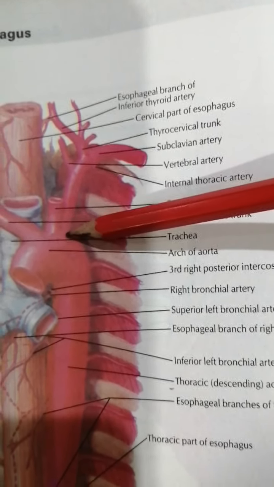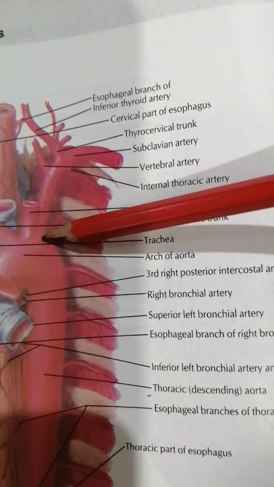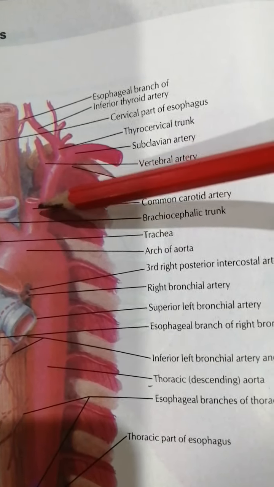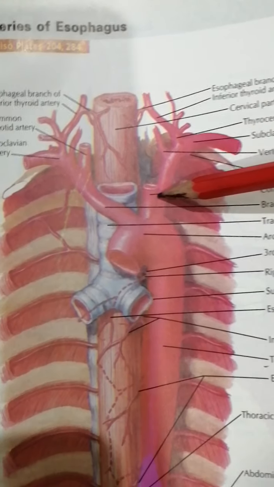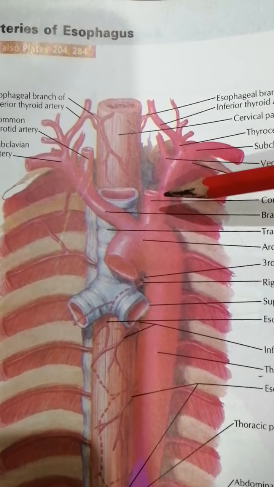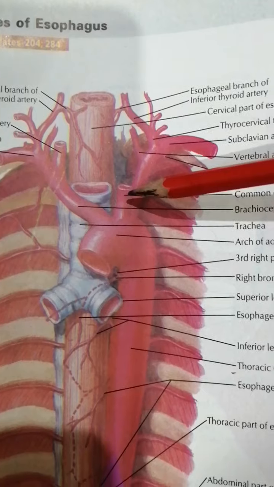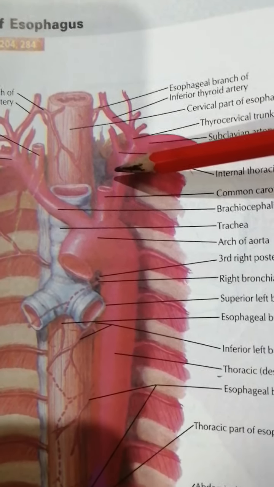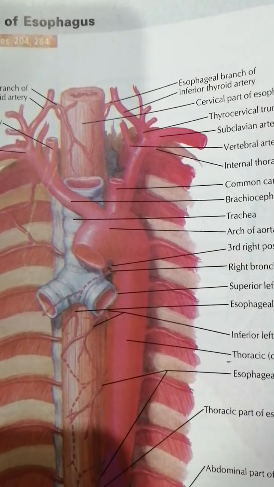ठीक है, it ascends anterior to the left subclavian artery and it's first anterior to the trachea and then to its left side. ठीक है, trachea और then it's on its left side. It enters the neck by passing posterior to the left sternoclavicular joint. ठीक है, left sternoclavicular joint. Now come on towards the next, इतना more than enough.